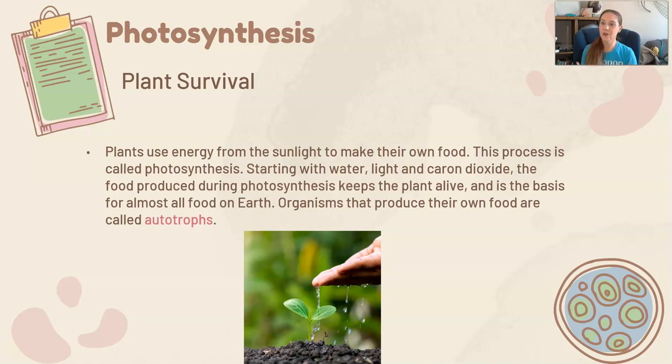So plants start with water, light, and carbon dioxide, and they use those things and convert them into molecules of glucose. Now, glucose is a type of sugar. It is a type of energy source, okay? Organisms that can make their own food are called autotrophs. They're autotrophic, okay? They're not only plants. There are other organisms that can make their own food, but plants is what we're going to focus on in today's lesson.